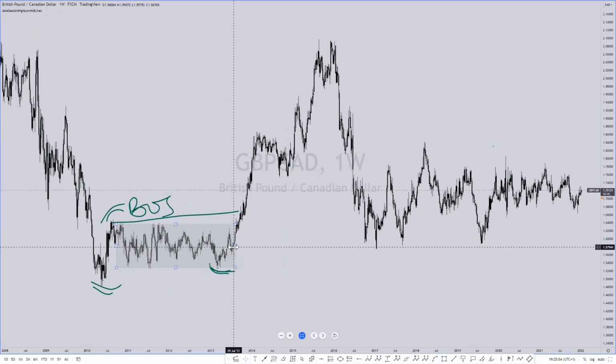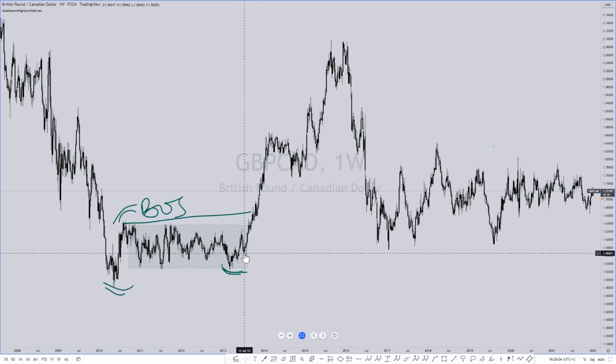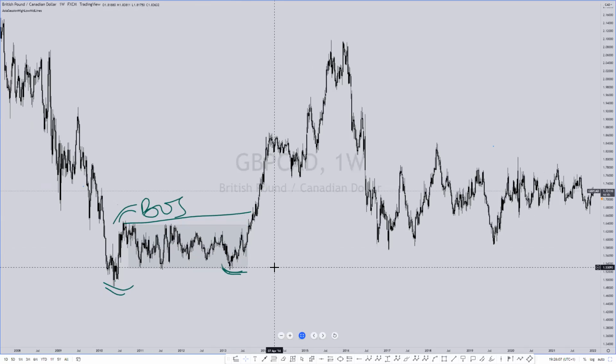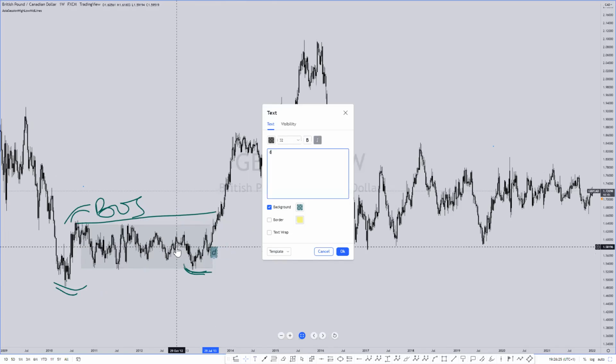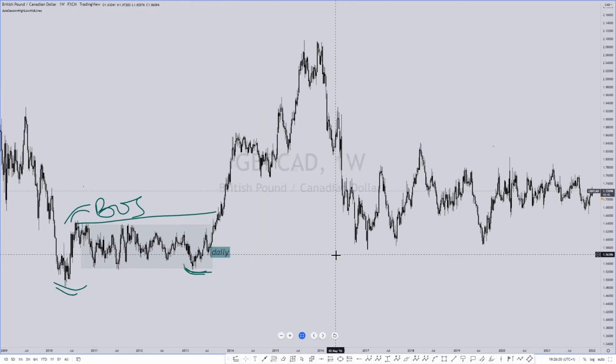So if we are using weekly structure to treat our trade, it simply means that the internal structure of your weekly structure is actually a daily structure. Is that understood? So this is a daily structure. The internal structure is a daily structure. That is your daily structure. I hope I'm making sense.